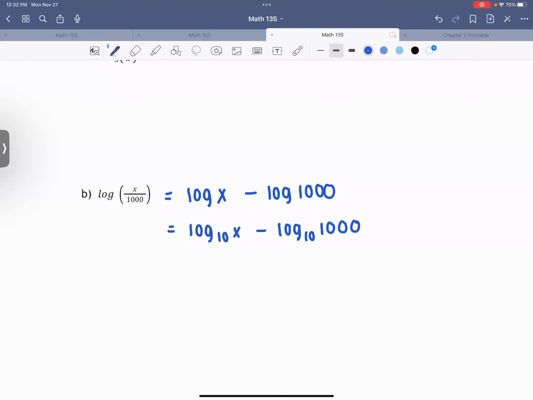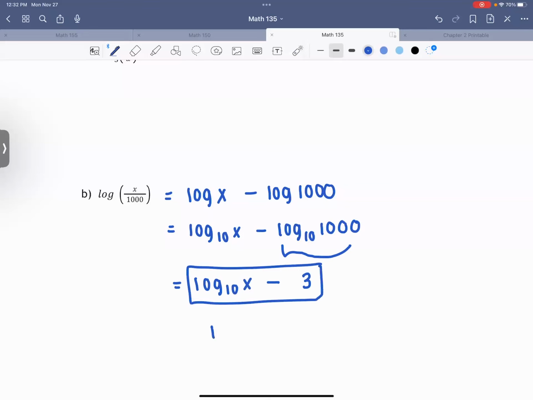Now, what power of 10 gives me 1,000? 3, right? 10 cubed is 1,000. So instead of writing log base 10 of 1,000, I can just write 3, okay? So this really is log base 10 of x minus 3. Another way you could write your answer is log x minus 3, right? Both totally correct, but yeah, fully simplified. Any questions on part B?